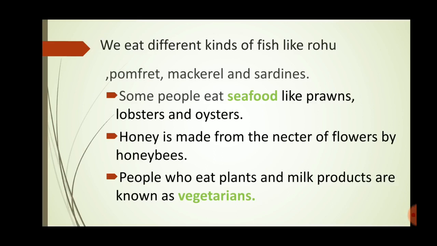People who eat plants and milk products are known as vegetarian. Children, there are some people who eat only plants and milk products, means they do not eat eggs, meat, prawns, etc. They are known as vegetarians.